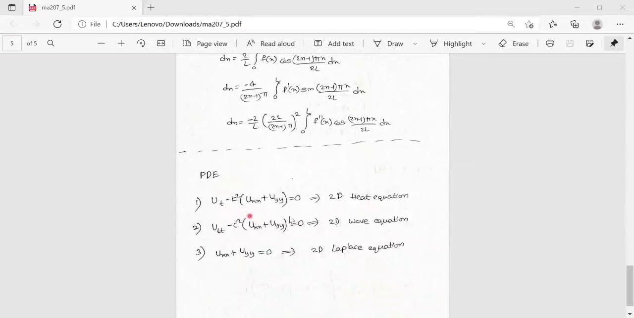The first PDE is the heat equation, and the corresponding PDE is this. This is the two-dimensional PDE. For the one-dimensional PDE, we get only uxx; uyy is removed. For the wave equation, we get utt minus c square into uxx for one dimension. For Laplace, uxx plus uyy is equal to 0. We are going to solve these equations in the coming lectures.